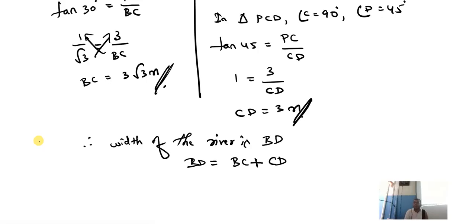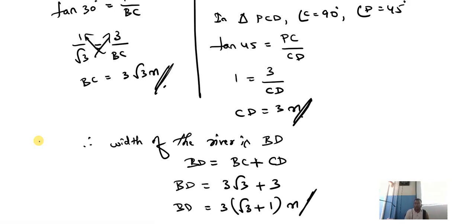Okay, let's continue. Now BD is equal to BC, which is 3 root 3, plus CD, which is 3. Now on both sides we have 3, so we can take 3 as common. If you take 3 common from 3 root 3, in place of that we have to write root 3, and from the other 3 we write 1. So BD is equal to 3 into (root 3 plus 1) meters.